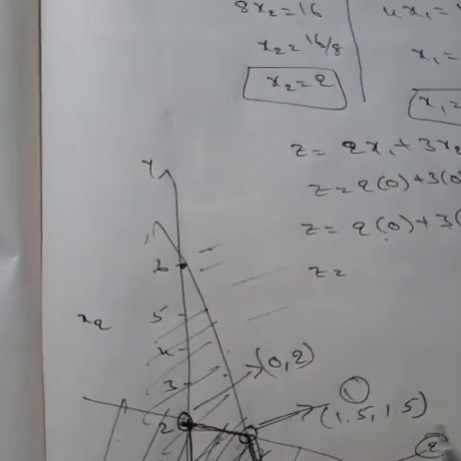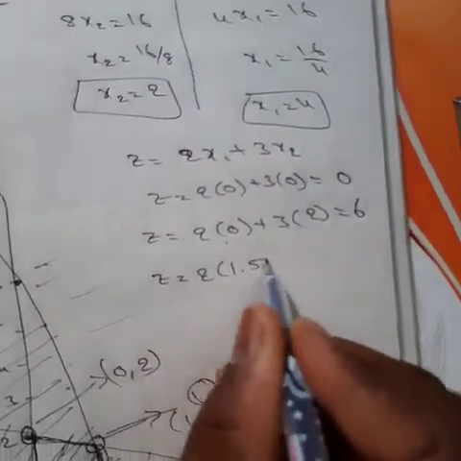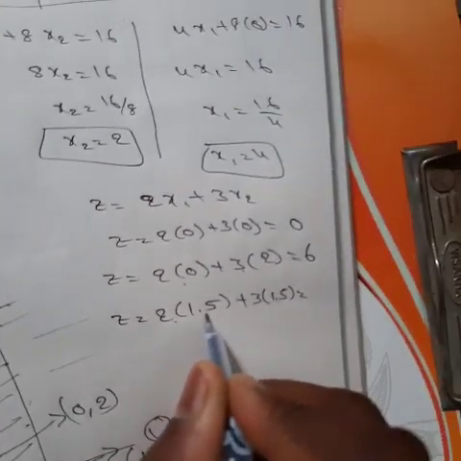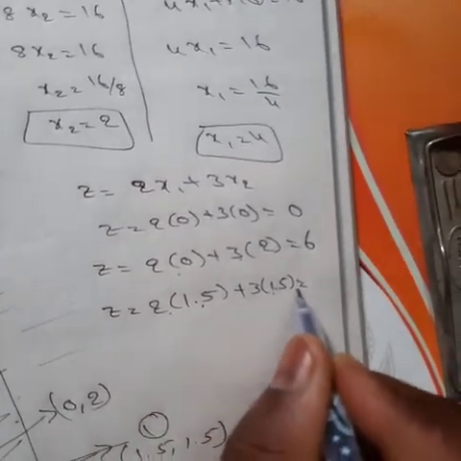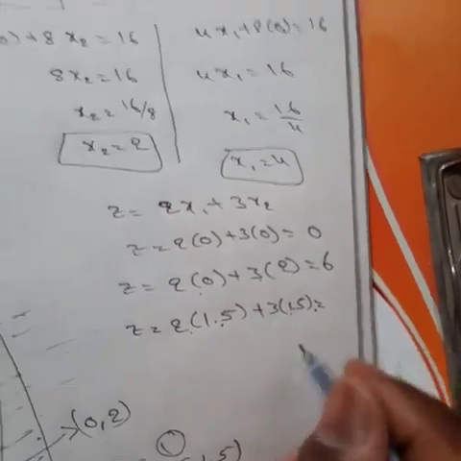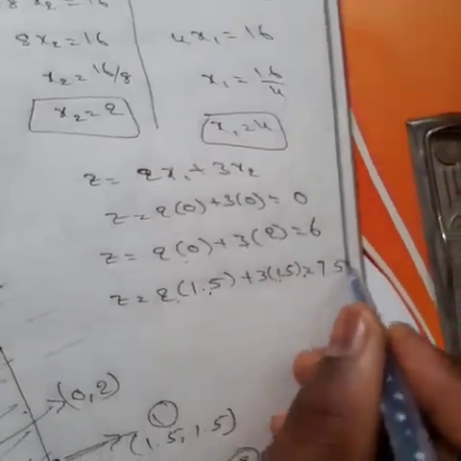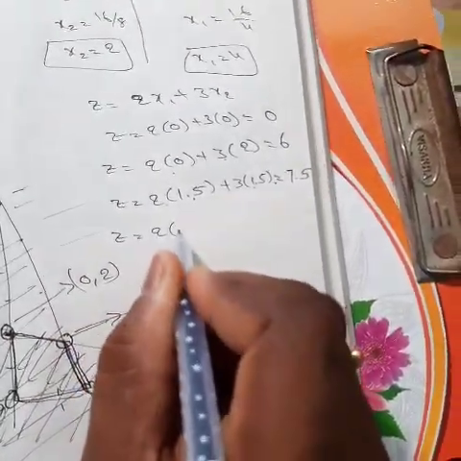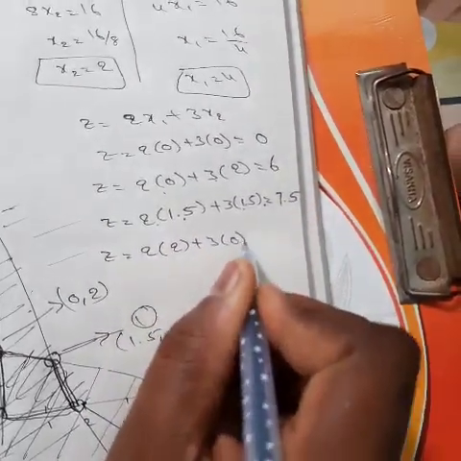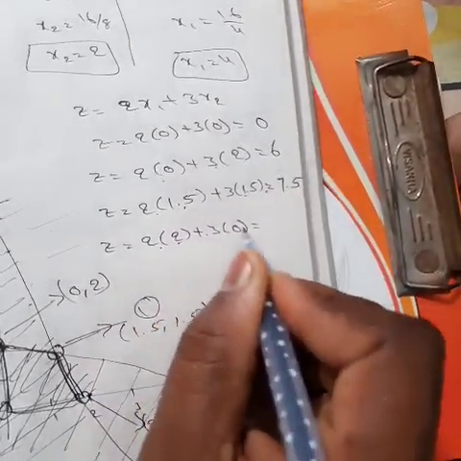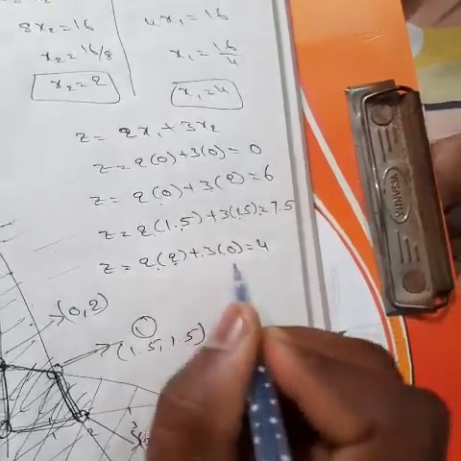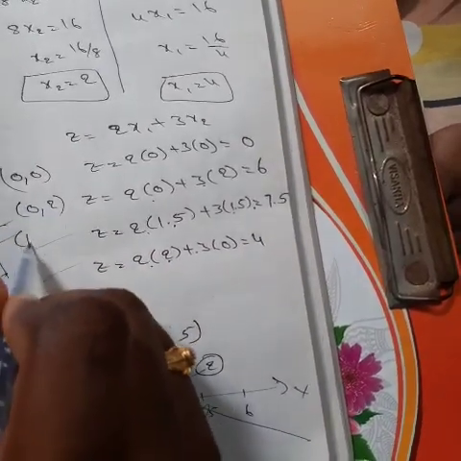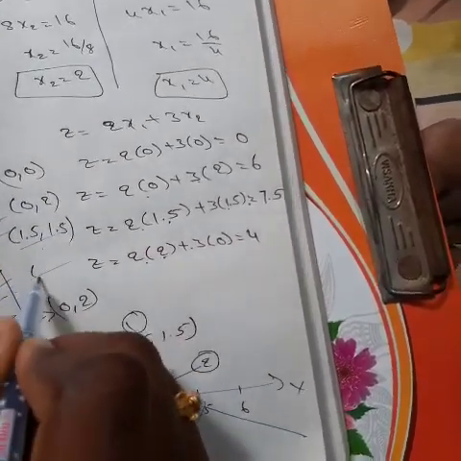Next 1.5, 1.5: 2 into 1.5 plus 3 into 1.5. 2 into 1.5 means 3, 3 into 1.5 means 4.5. 3 plus 4.5 is 7.5. And the last point is 2, 0. Z is equal to 2 into 2 plus 3 into 0, which is 2 2s are 4 plus 3 into 0 is 0. The value is 4.